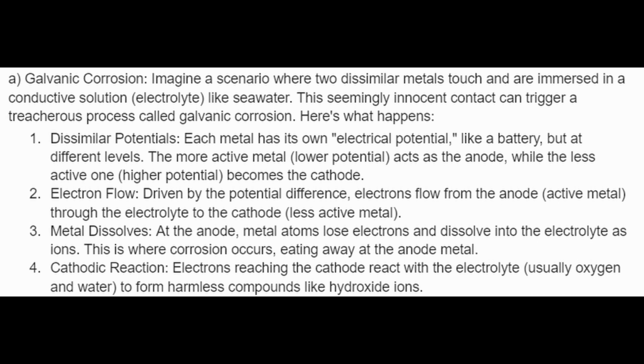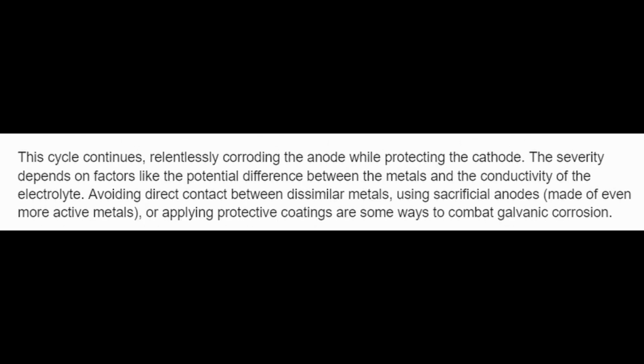3. Metal dissolves. At the anode, metal atoms lose electrons and dissolve into the electrolyte as ions. This is where corrosion occurs, eating away at the anode metal. 4. Cathodic reaction. Electrons reaching the cathode react with the electrolyte, usually oxygen and water, to form harmless compounds like hydroxide ions. This cycle continues, relentlessly corroding the anode while protecting the cathode.